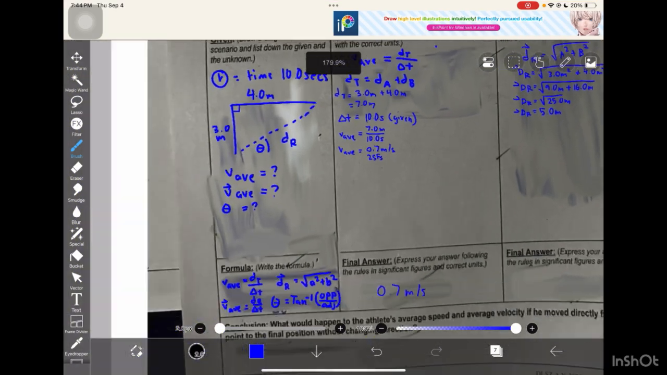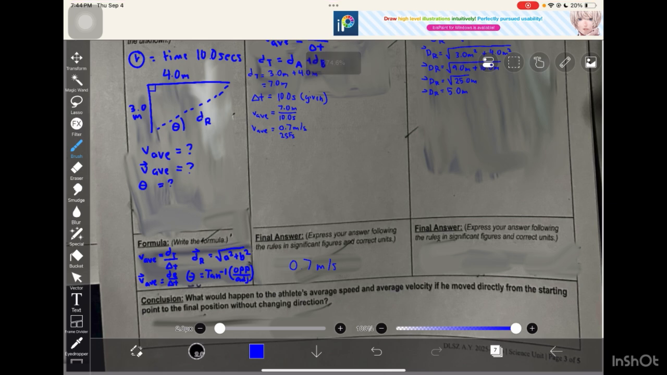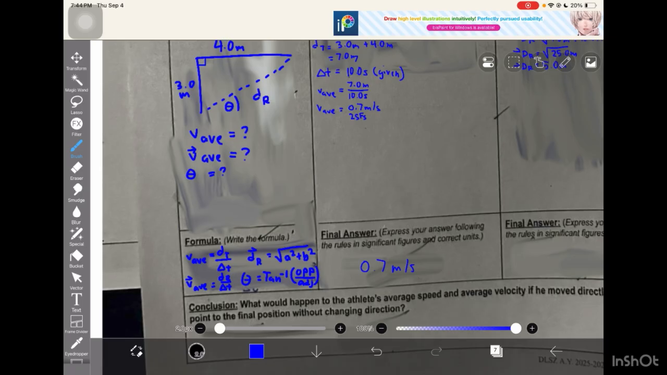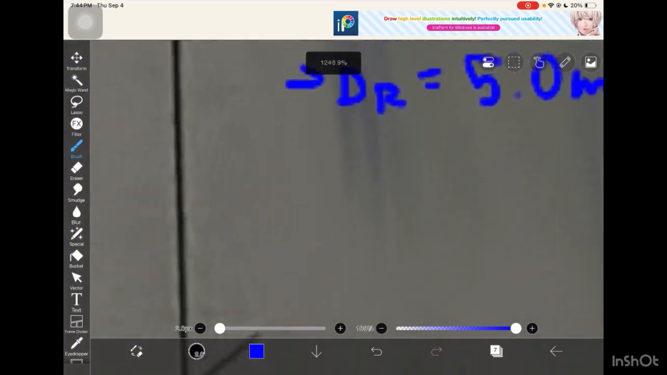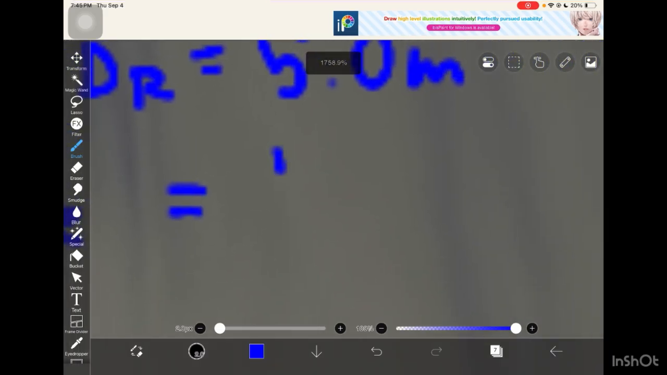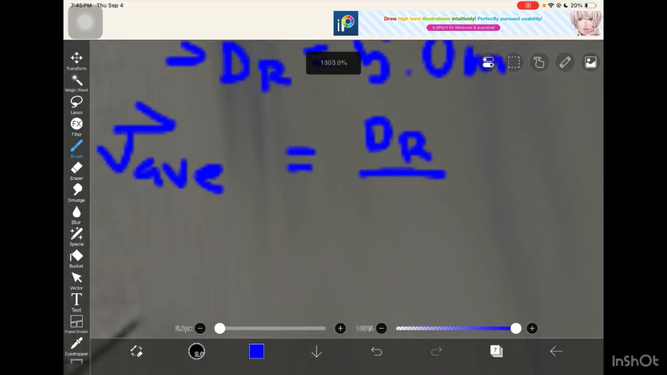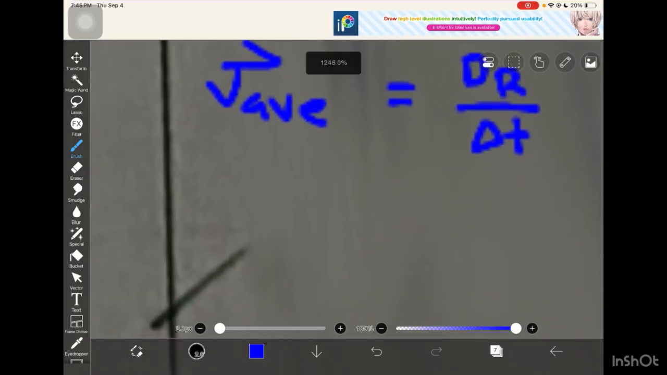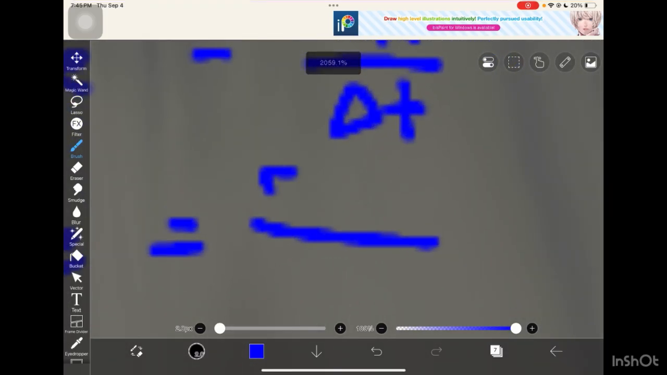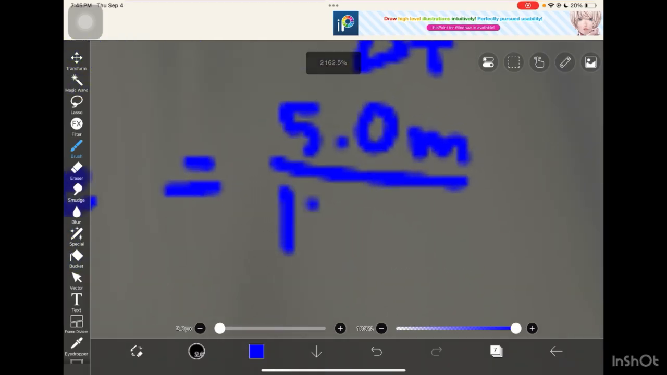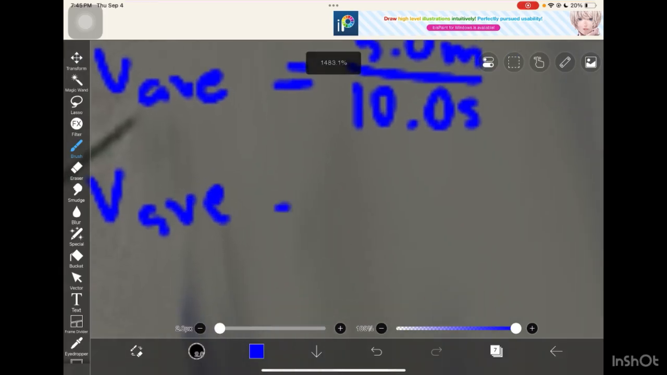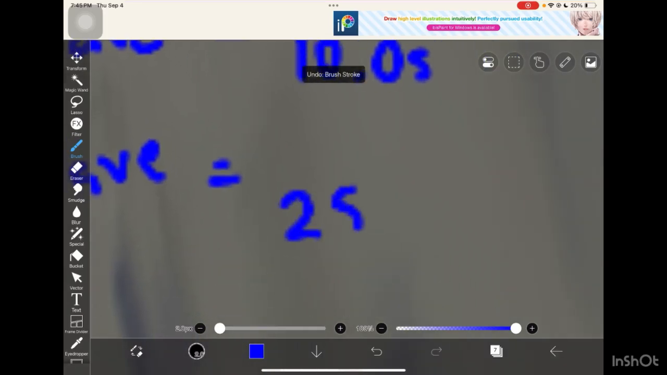Okay, good. Then we can finally use the V sub ave. V ave is equal to d sub r over delta t. V ave is equal to 5.0 meters over 10.0 seconds. V ave is equal to, 2 SFs again, right?